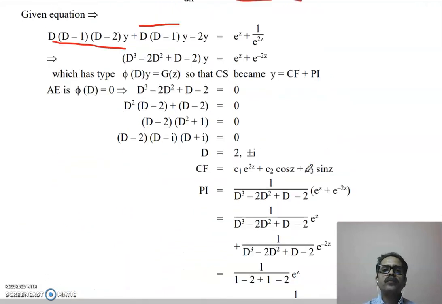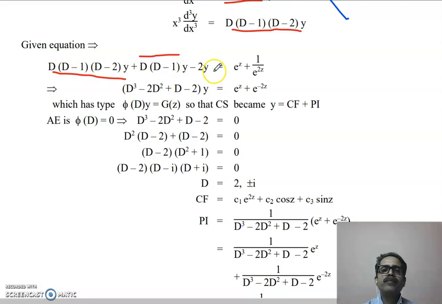Now, among all terms, y is common, and look at here. We obtain this differential equation which has the type phi(D) y = g(z), that is a linear differential equation with constant coefficients. The only difference is here the variables are y and z, and the D operator is standing for d by dz. The role of x is played by z, so the complete solution will be y equals CF plus PI. The auxiliary equation phi(D) equals 0, that is, between the first two terms D square is common, and we obtain the roots.